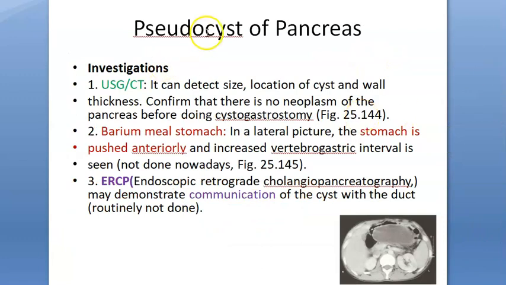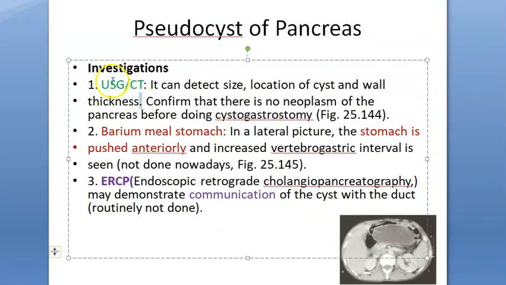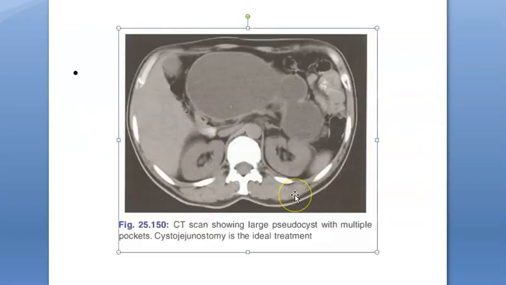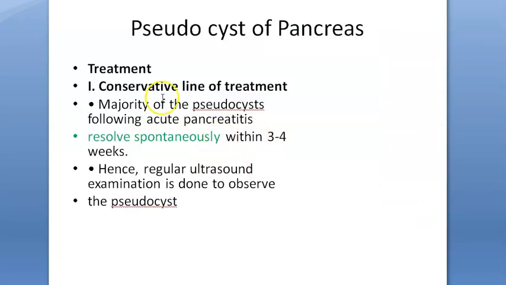Then what are the investigations? Ultrasound and CT are enough. Barium meal stomach is not done now. ERCP you can do. Basically you can demonstrate the communication between the cyst and the duct if it is there. Then coming to this, this is a pseudocyst which is having multiple pockets.